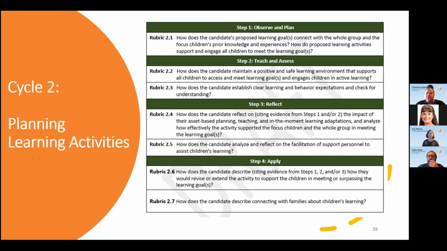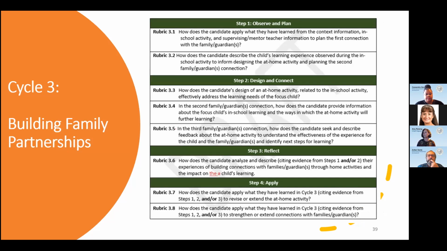And because there are 7 rubrics with a total of 3 levels, there would be 21 points possible here for cycle 2. For cycle 3, there are 8 rubrics. And for step 1, observe and plan, there are 2 essential questions and 2 rubrics.